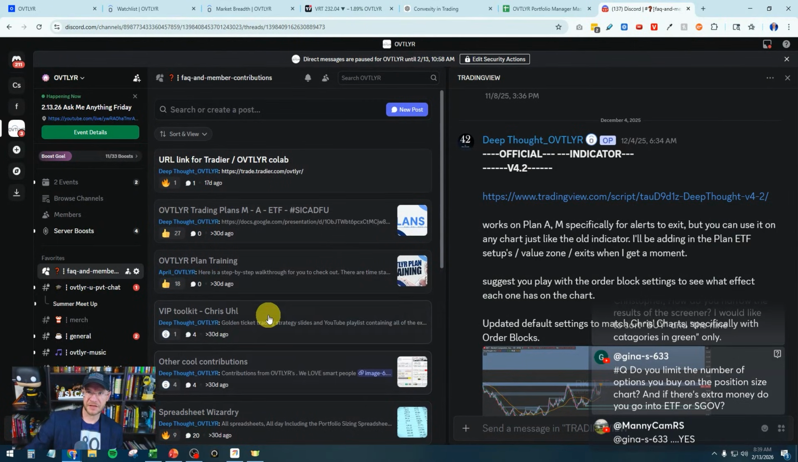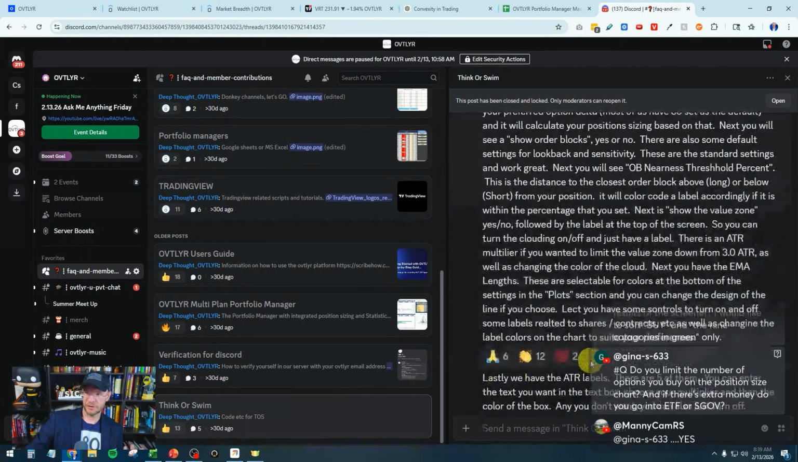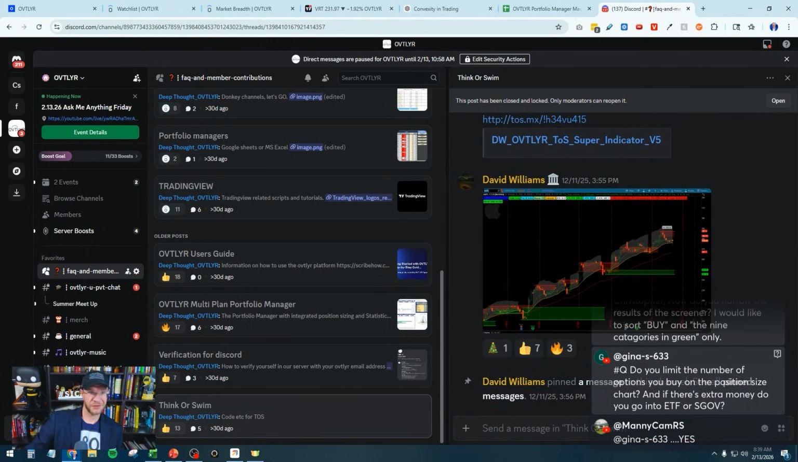Then we actually have this as well on Thinkorswim. So you come down here to the Thinkorswim tab. All the code you're going to need in Thinkorswim is there as well. Pretty cool, right? That's where you get it, and it's super easy to implement.